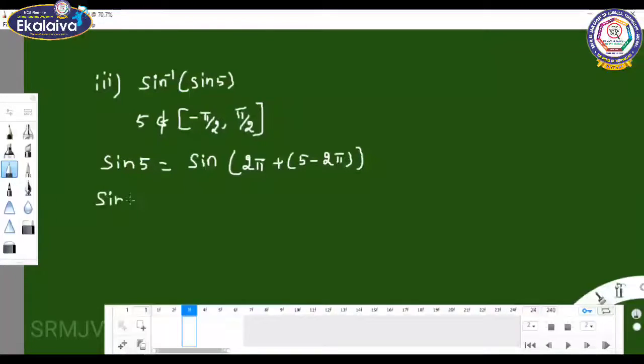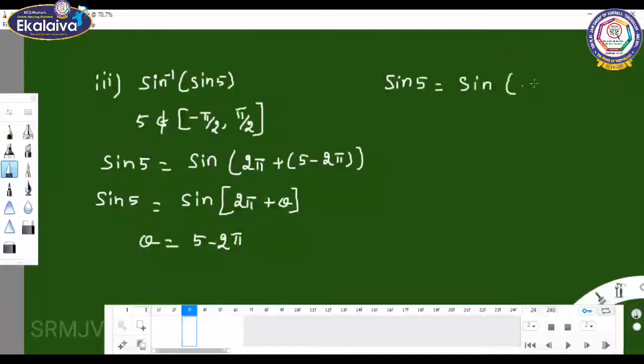So sine 5 equal to sine of 2 pi plus theta. What is the theta value here? Theta equal to 5 minus 2 pi. 2 pi is 360 plus theta, again it comes to the first quadrant. So sine 5 equal to sine of 5 minus 2 pi. Now see here, sine inverse of sine 5.